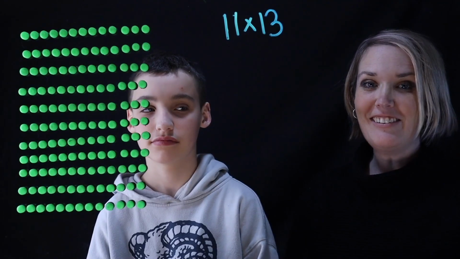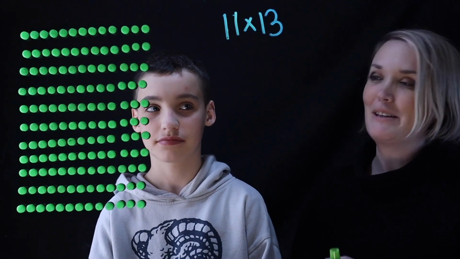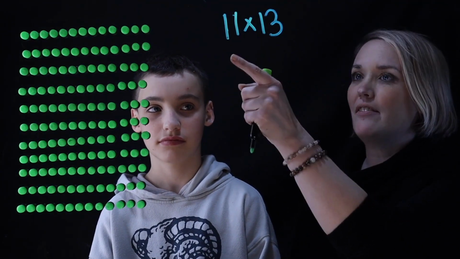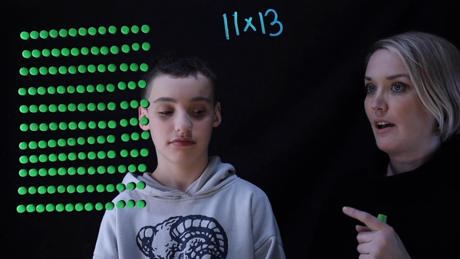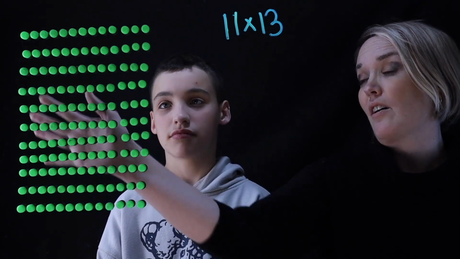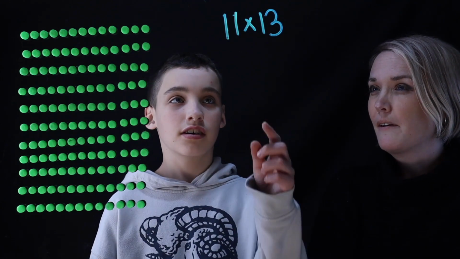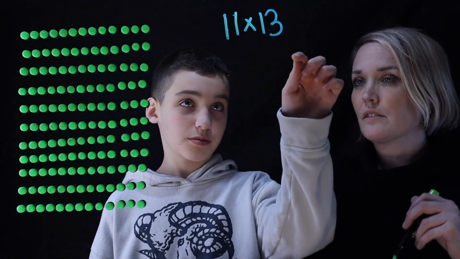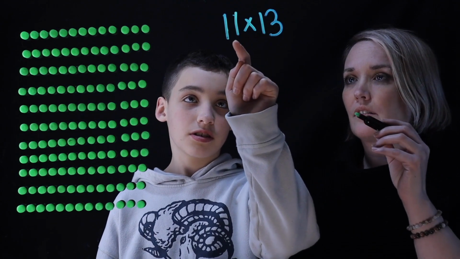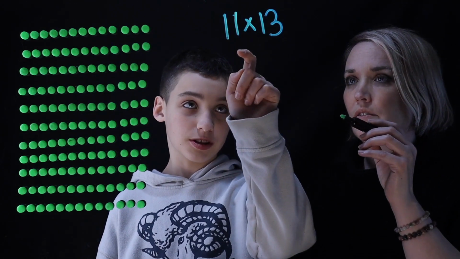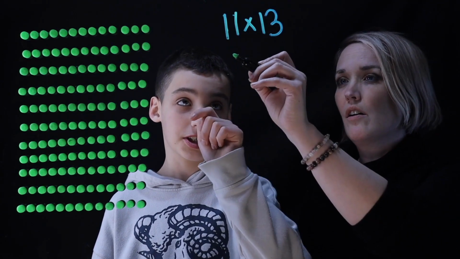Hi everyone. I've got Lucas here. He's got an amazing idea to figure out 11 times 13. So I went ahead and I put out all of these dots here. So how do you want to think about this? First what you would do is make 13 and put 13 in 11 place and 11 in 13. So you'd make 13 times 11.